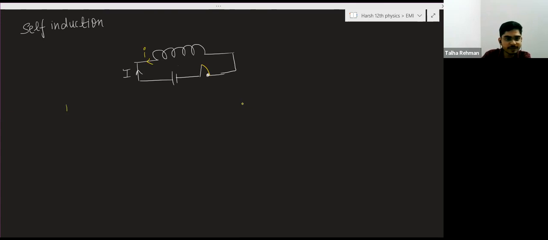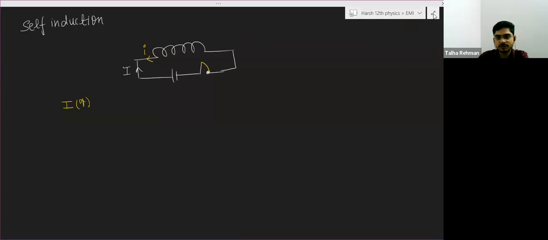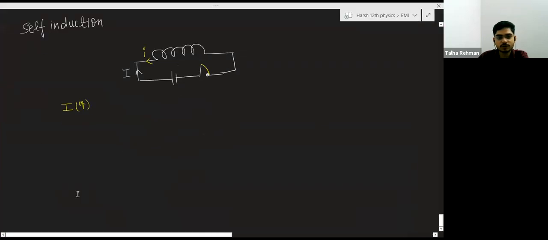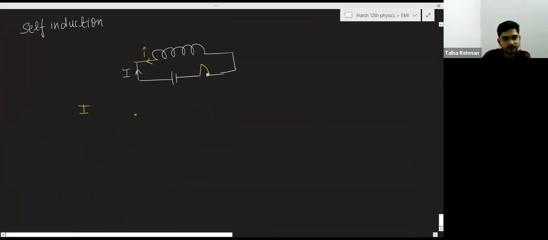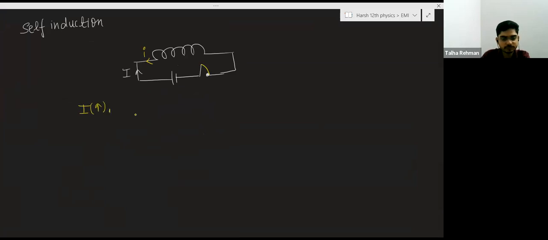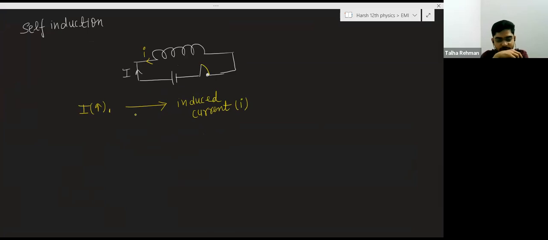So basically, when this current I in the coil will increase, there will be an induced current in the coil.